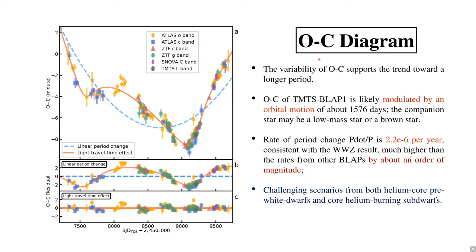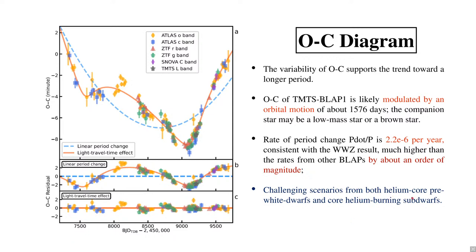We also do the O minus C diagram. We found the O minus C curve shows a large positive rate of period change. For example, it's 2.2. This rate of period change is much higher than the rates derived for other blobs, actually by about an order of magnitude. So this challenges the existing theories for blobs.